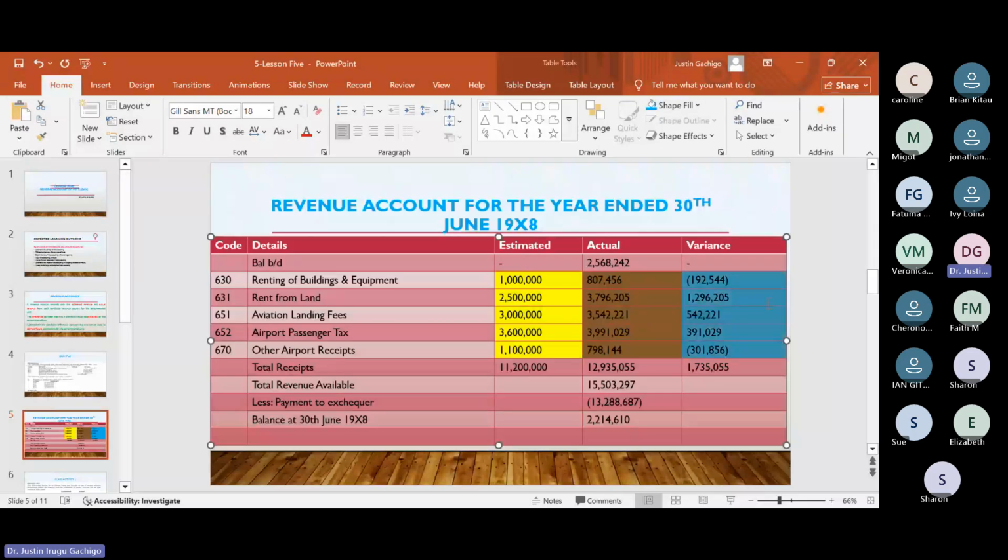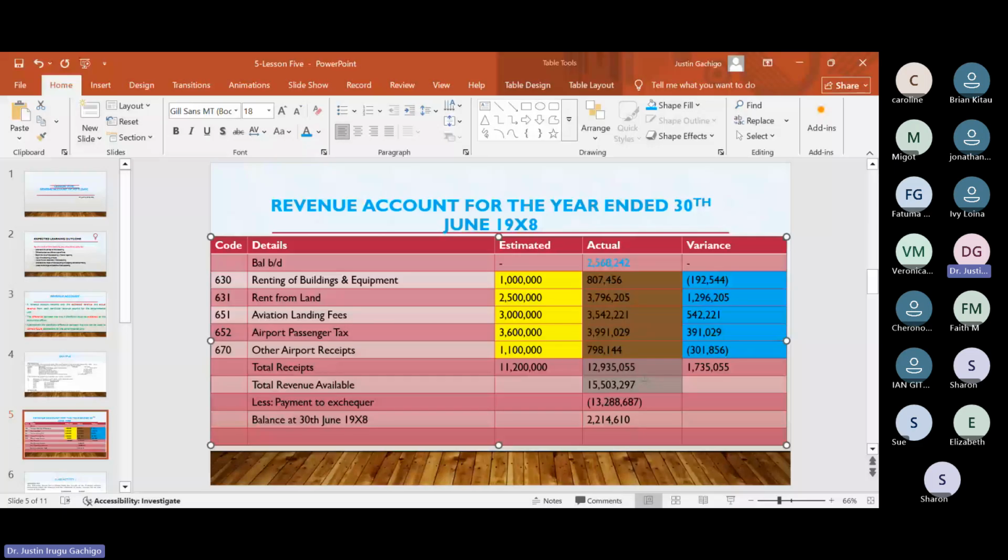These are the variances. So then you add another, then you have what? Total revenue available. Total revenue available will be the opening balance. So this is the one that we opened with from the previous period, plus now this. So the total revenue will now be 2.5, and this one here 12 million to give you 15 million. Yeah. So that is the total revenue available.